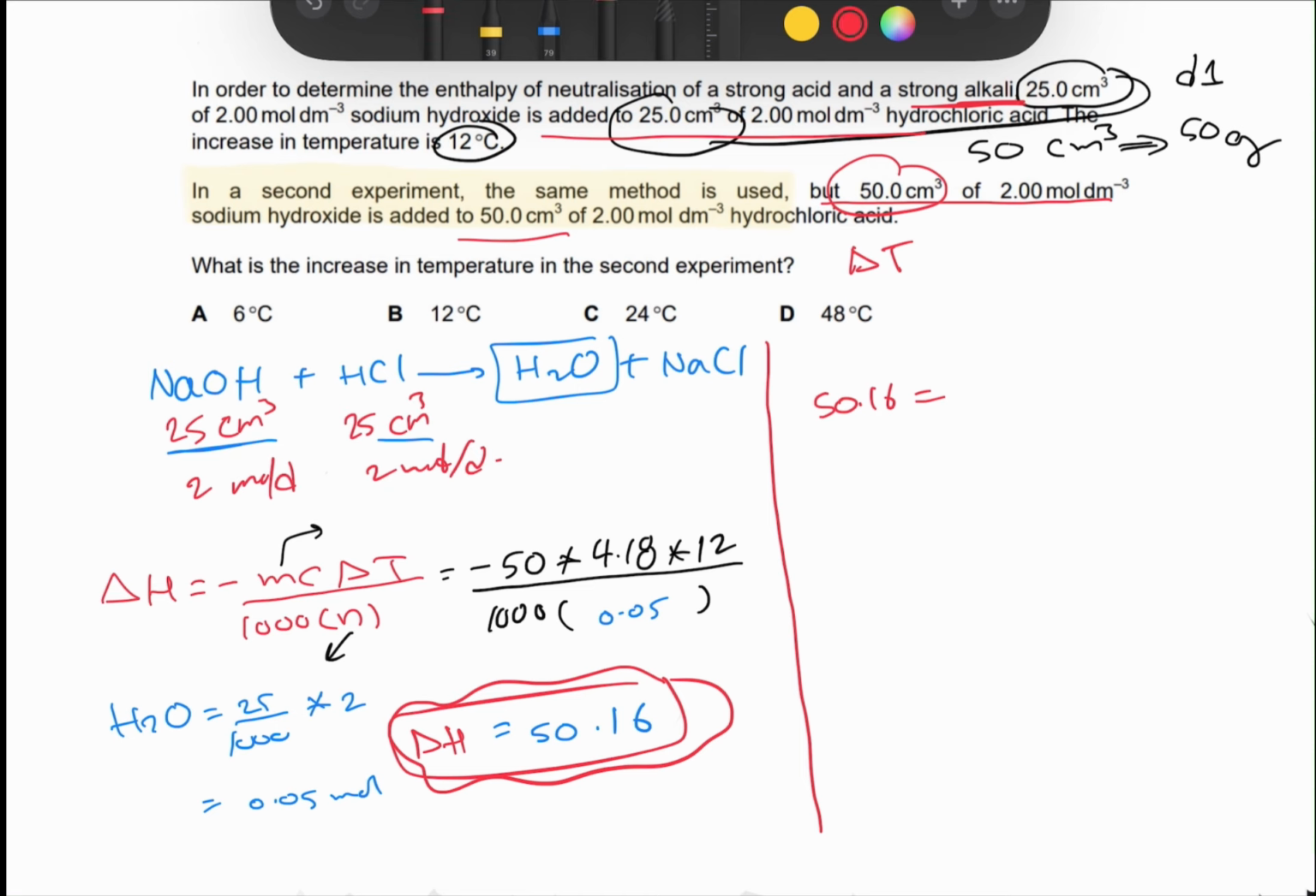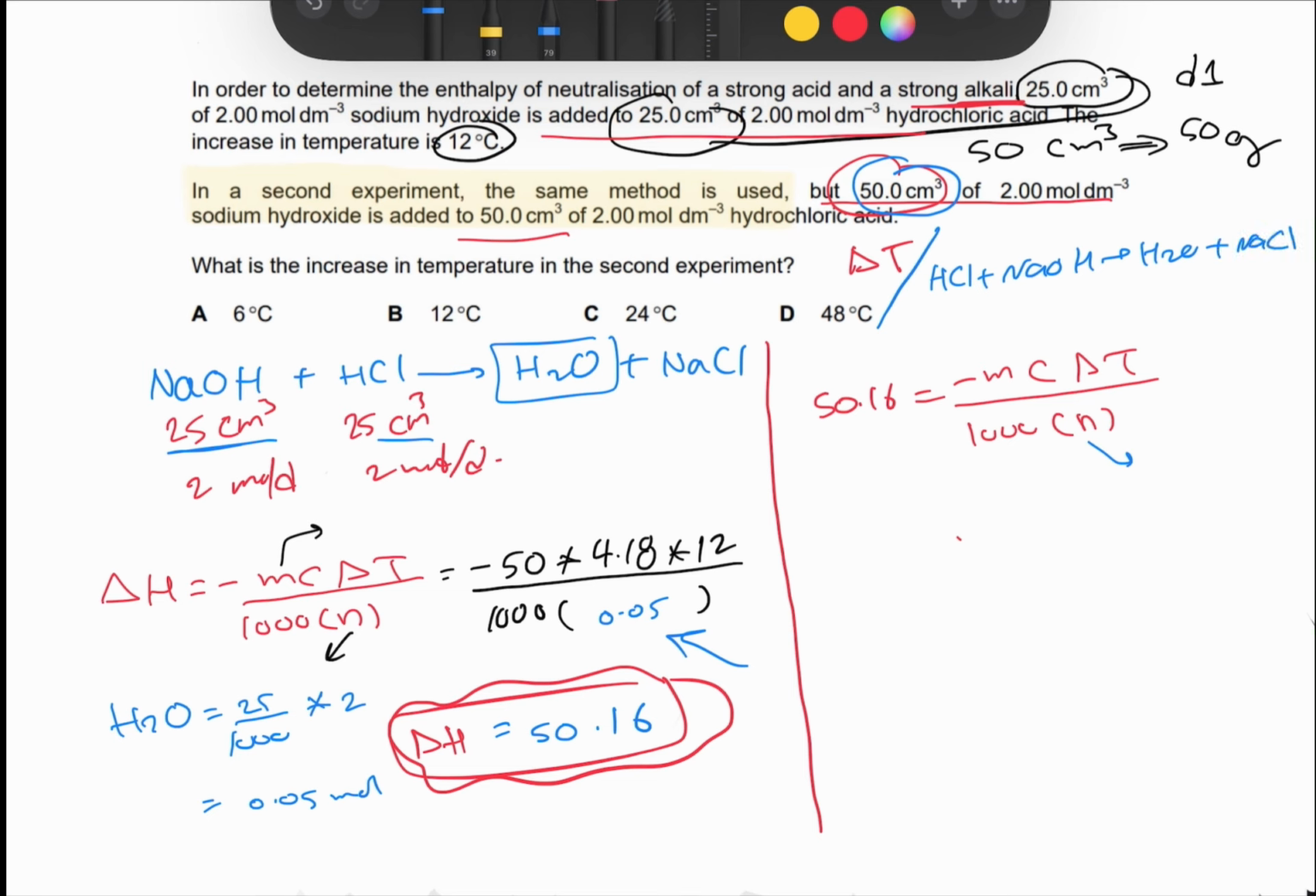So we have to say minus mc delta T over 1000 times n. And you just remember that n here represents the moles of water. But the moles of water here are not the same as the moles of water in the first experiment because we have double volumes. How can I do this? HCl plus NaOH produces H2O plus NaCl. Since the moles of NaOH and HCl are equal, they have the same number of moles of water. And the moles of water are equal to 50 over 1000 times the concentration, and actually it equals 0.1.